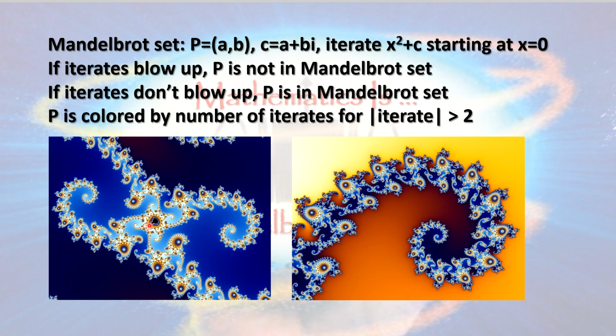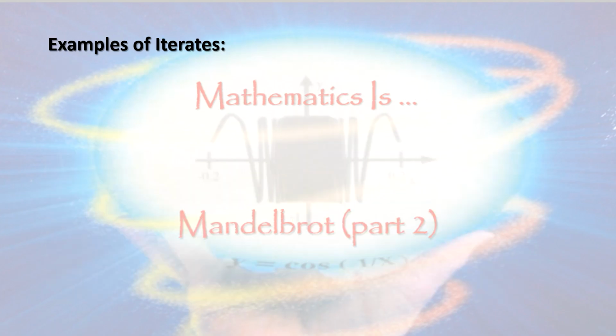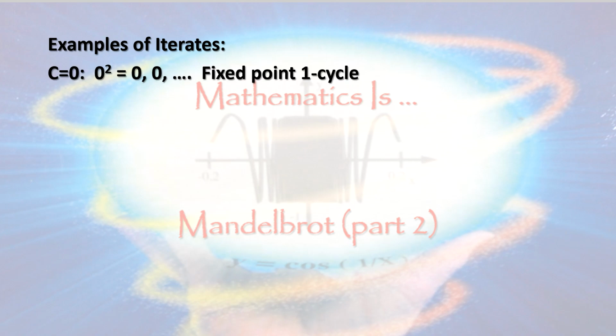Here are some examples of iterates of functions of the form x squared plus c for some simple values of c. If c equals 0, we iterate x squared, starting at 0. 0 squared is 0, 0 squared is 0, repeating one number forever. If c equals negative 1, we iterate x squared minus 1, starting at 0. 0 squared minus 1 is negative 1. Negative 1 squared minus 1 is 1 minus 1, which is 0. And we bounce back and forth between the two numbers 0 and negative 1.